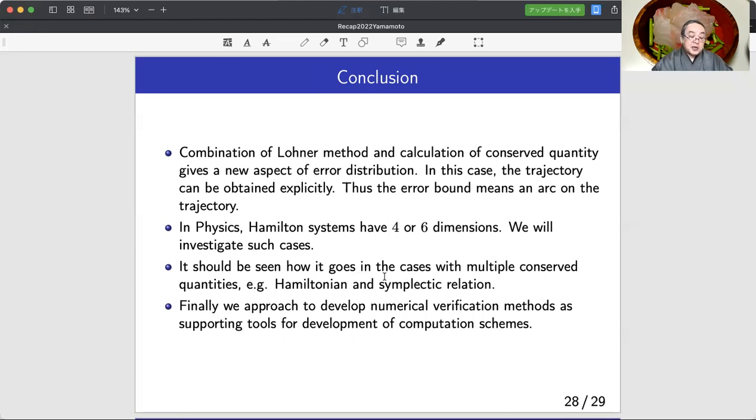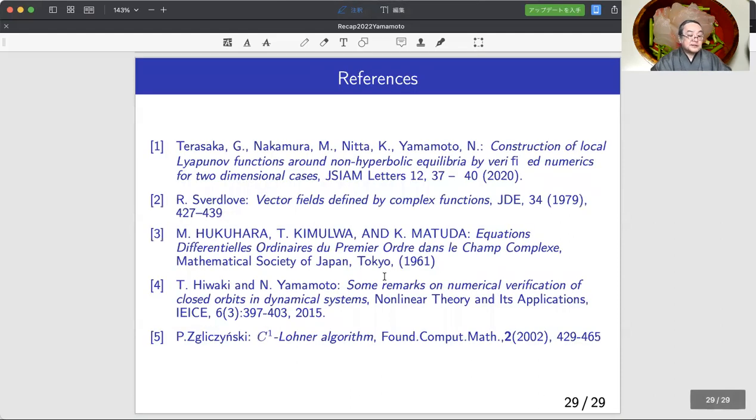It should be seen how it goes in the cases with multiple conserved quantities. For example, Hamiltonian and symplectic relation. Finally, we aim to develop numerical verification methods as supporting tools for the development of computational schemes. Okay. And these are the references.